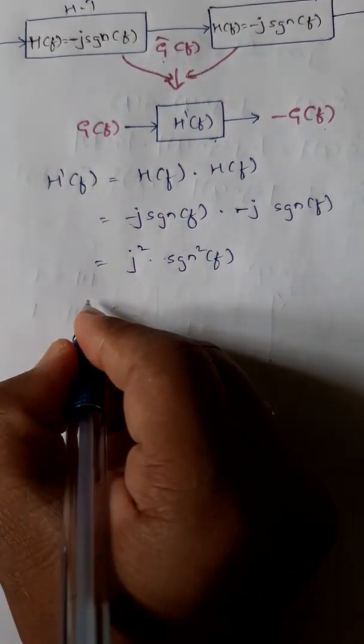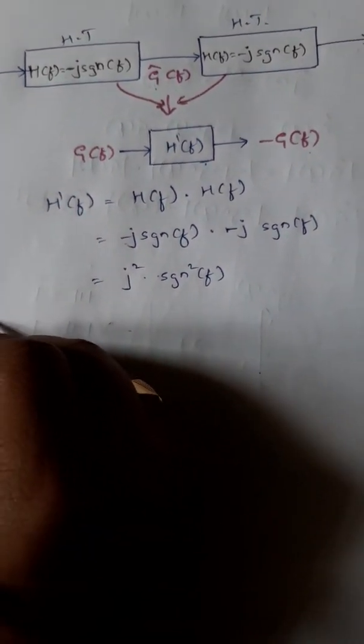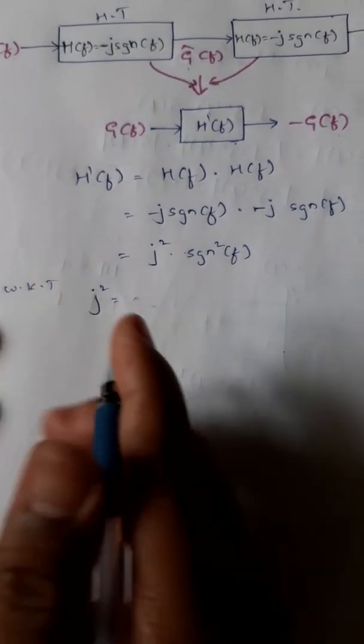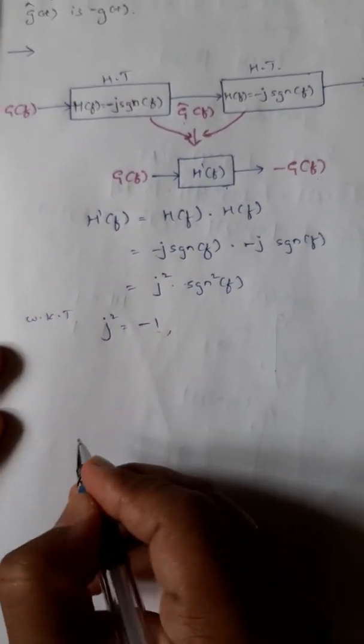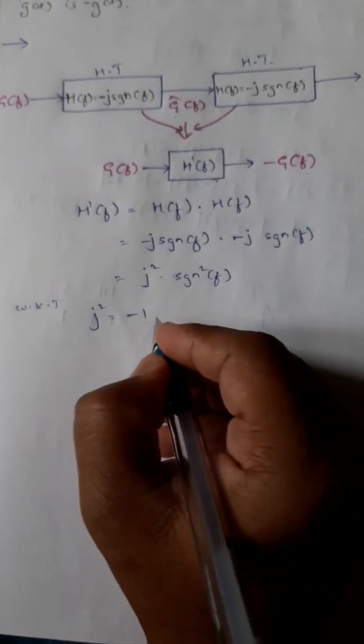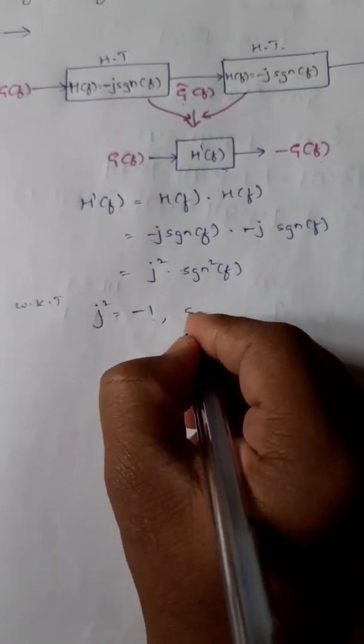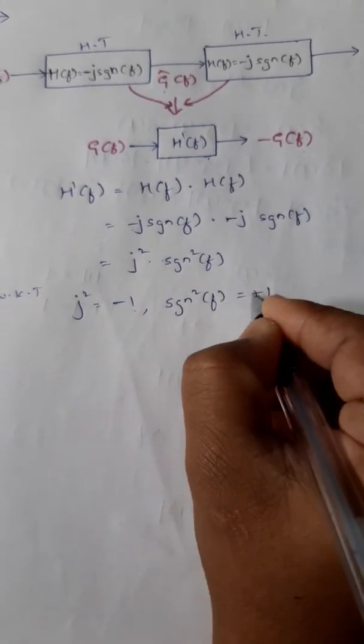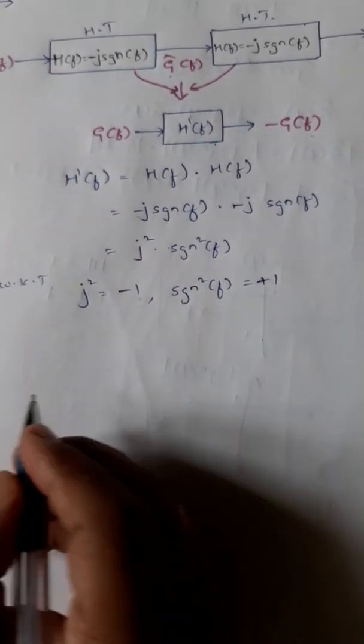Now, j square is nothing but imaginary square, which is minus 1. This we already know from mathematics. Next, I am telling you that signum square of f is plus 1. The question is, how is it plus 1?